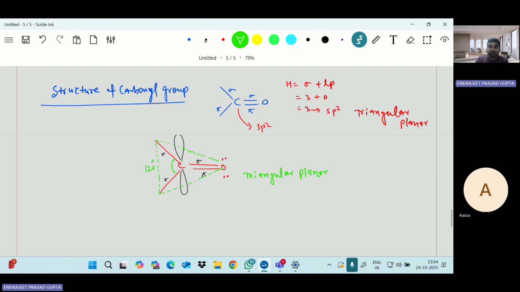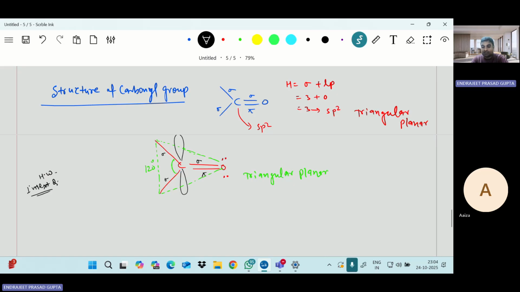Now, you can do the in-text questions. The in-text questions will be homework. You have to write the structures. If you have the NCERT book, you can check it.